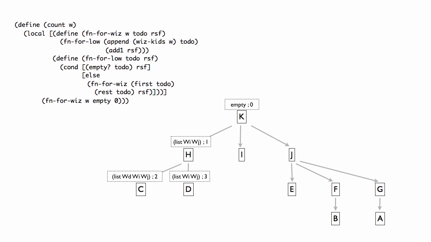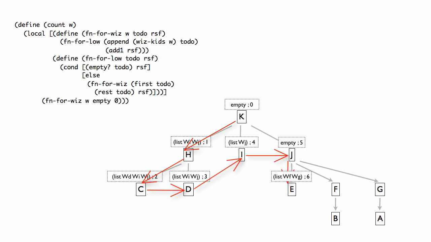So, in a sense, the traversal of the tree isn't from K to H to C back up to H to D. Or at least from K to H to C back up to the list to D. It's from K to H to C to D, and then to I, and then to J, and then to E. In a tail recursive traversal of an arbitrary arity tree, essentially each node, each wizard calls the next one, and it kind of goes through in a straight line until you get to the end.